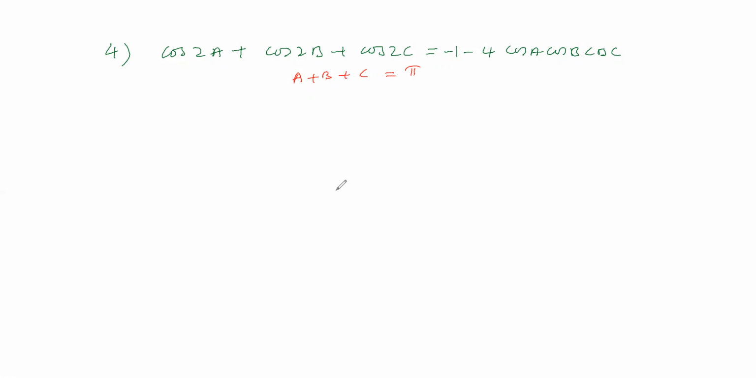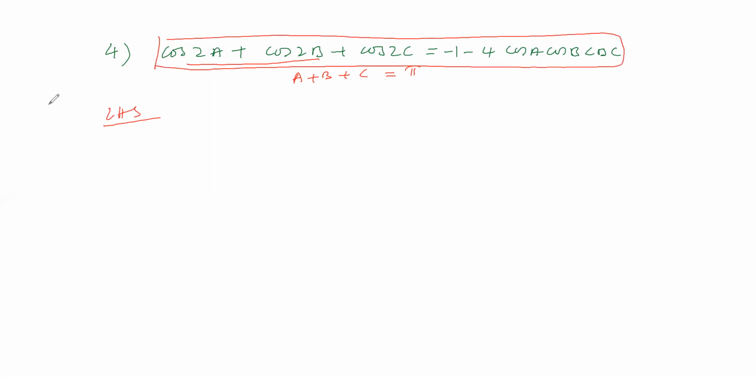Now let us first take cos 2A and cos 2B. We add cos 2A and cos 2B separately. Actually, this is a conditional identity. For this, we are writing the proof now. Left hand side, we are taking cos 2A plus cos 2B, adding them first separately, and cos 2C is there.